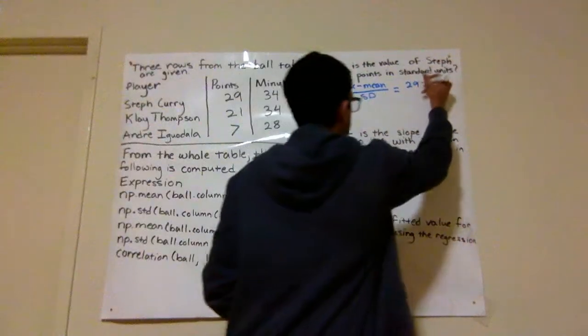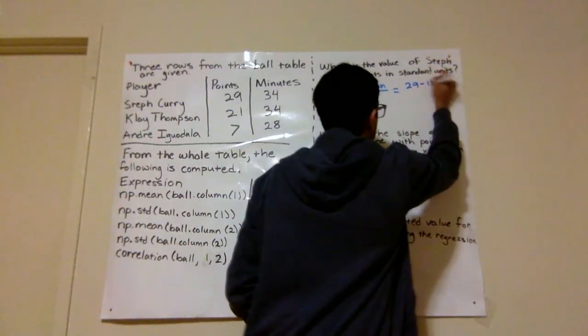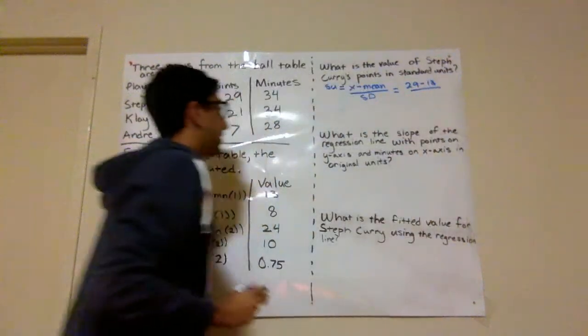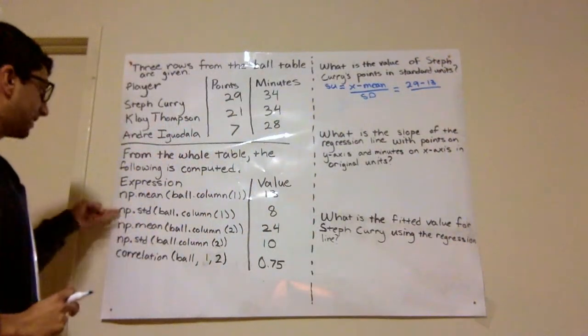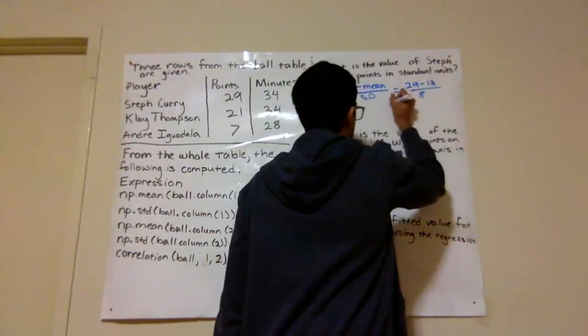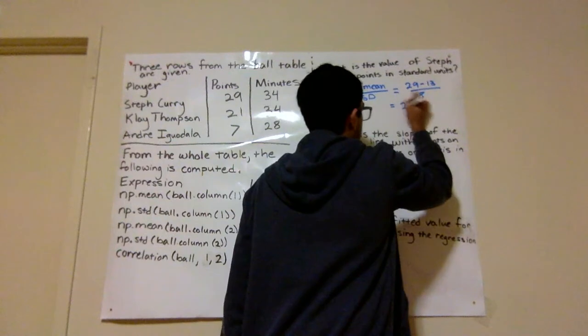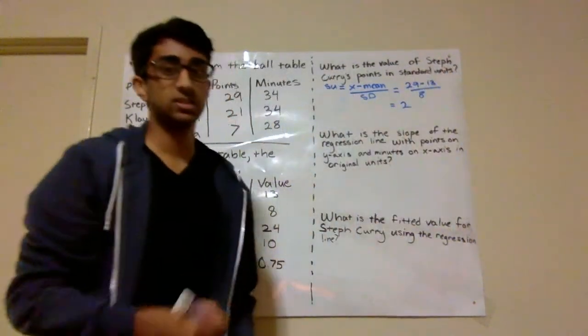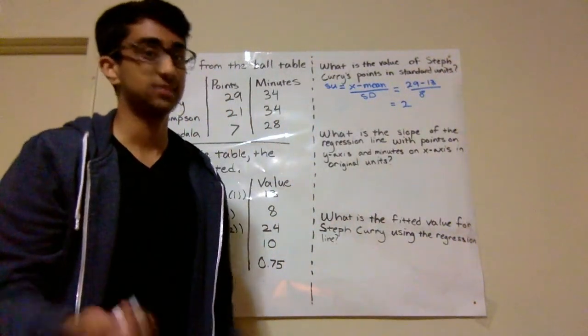So we can subtract 13 from this. And then now we have to find the standard deviation, which is given by the next line down, and that's 8. So if we simplify this down, that gives us 2, because 29 minus 13 is 16, and then 16 over 8 gives us 2.